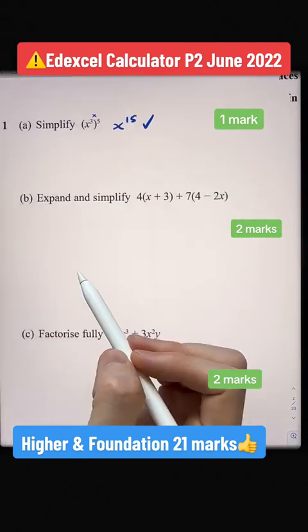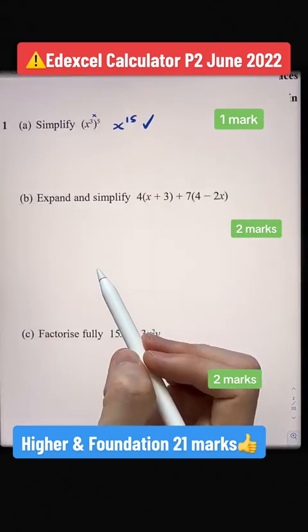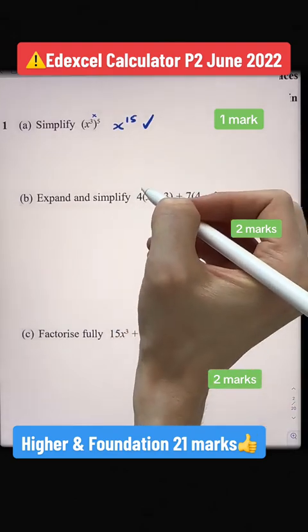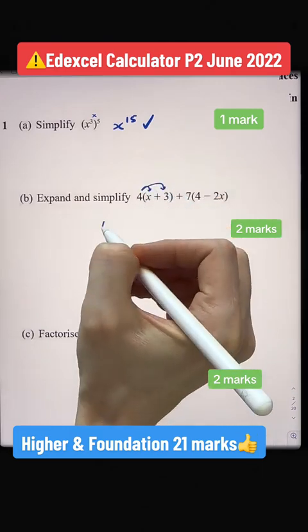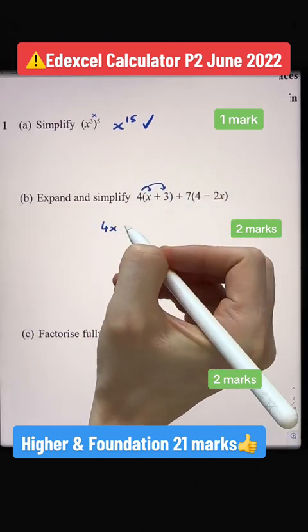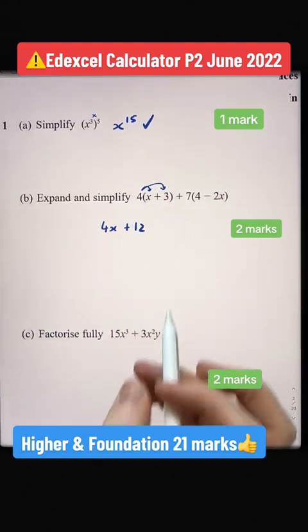Part B. Expand means to multiply out each of our brackets. Whatever's directly outside a single bracket, we multiply by each term directly inside. Here 4 times x will give us 4x, and 4 times 3 will give us 12. That's our first single bracket expanded.